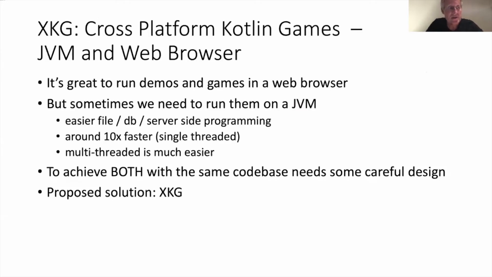So the solution is XKG, which is a kind of software design, software architecture, that enables you to have the same code run on both. Now, you might say, why do we actually need to run the JVM at all? Well, the reason is, although JavaScript is much faster than it used to be, if you compile the same Kotlin code to a JVM, it'll typically be about 10 times faster. And sometimes you really need that speed for running large-scale experiments.